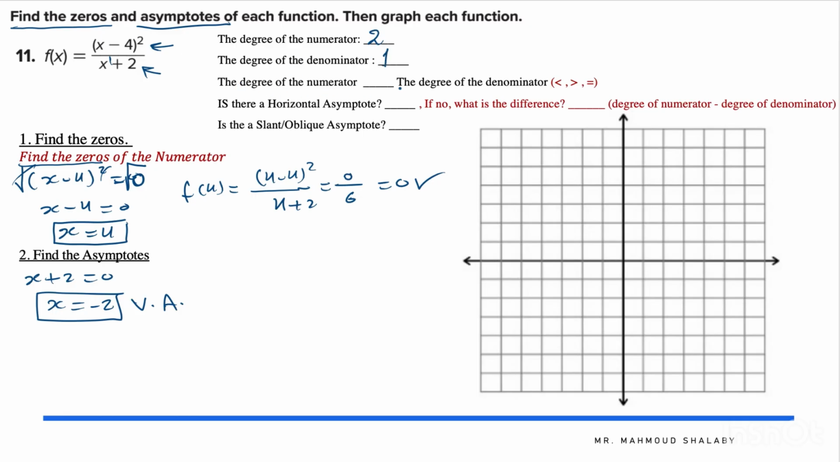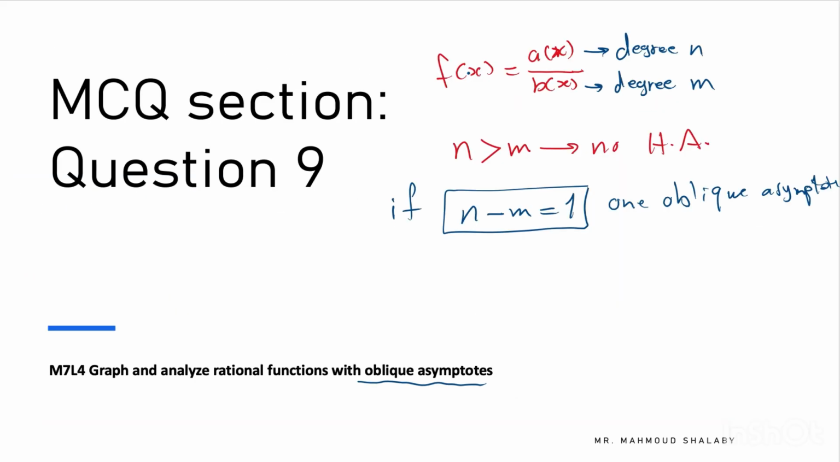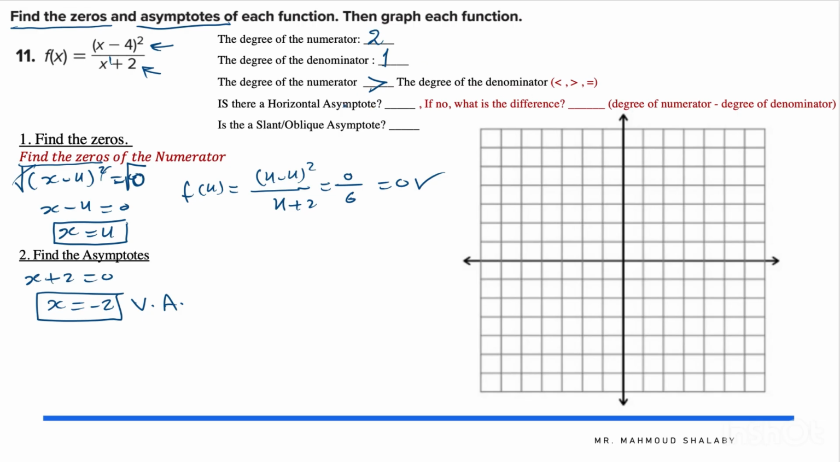So how can I describe this using greater, smaller, or equal? The degree of the numerator is greater than the degree of the denominator. If you remember, when the degree of the numerator is greater than the denominator, this means there is no horizontal asymptote. So the answer here, is there a horizontal asymptote? The answer will be no.